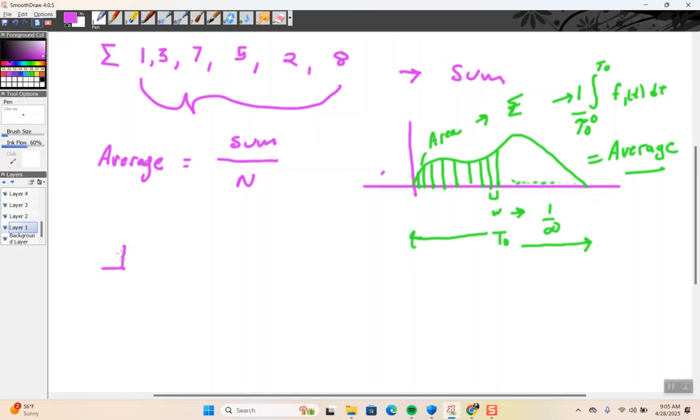Let's come back to the example at hand. This is time. This is 0, 1. And right here, t naught divided by 2. Maybe I didn't draw it perfectly. But off the top of your head, what's the average of that? 0.5.